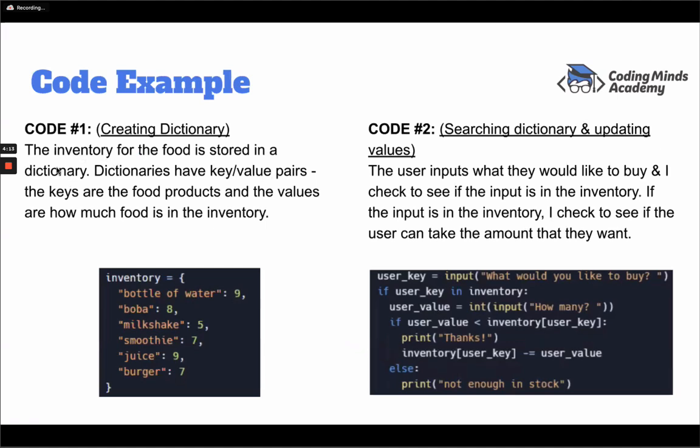Creating the dictionary. The inventory for the food is stored in a dictionary. Dictionaries have key-value pairs. The keys are the food products, and the values are how much food is in the inventory. The user inputs what they would like to buy. I check to see if the input is in the inventory. If the input is in the inventory, I check to see if the user could take the amount that they want.